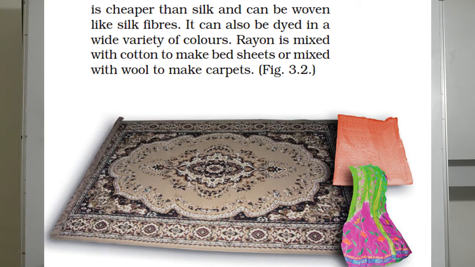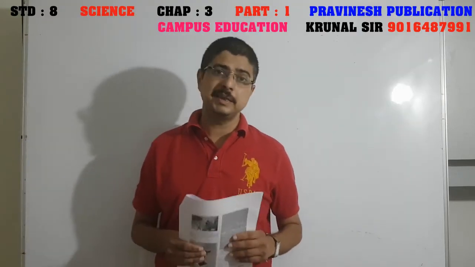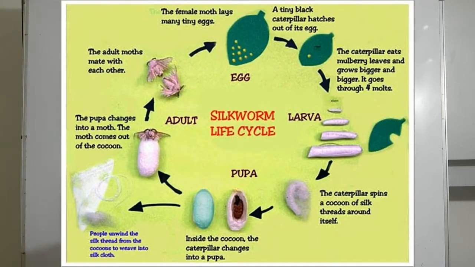Rayon is mixed with the cotton to make bed sheets or mixed with wool to make carpets, that you can see in figure 3.2. Now friends, silk. Silk is a very expensive fiber. It is a natural fiber. On your screen you can see how silk is obtained from the insect.